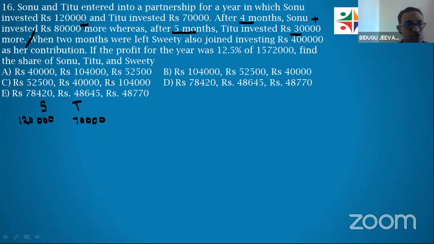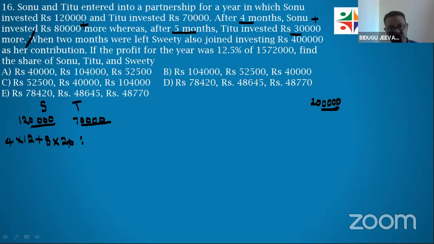After 4 months, Sonu, I'll take the common 4 zeros aside without any confusion. For the first 4 months, his amount was 12. For the next 8 months, he added 80,000. It will become how much? 2 lakhs. If I remove 4 zeros, the amount is 20. Now I wrote very clearly about Sonu. Any confusion? Right. Let me move.